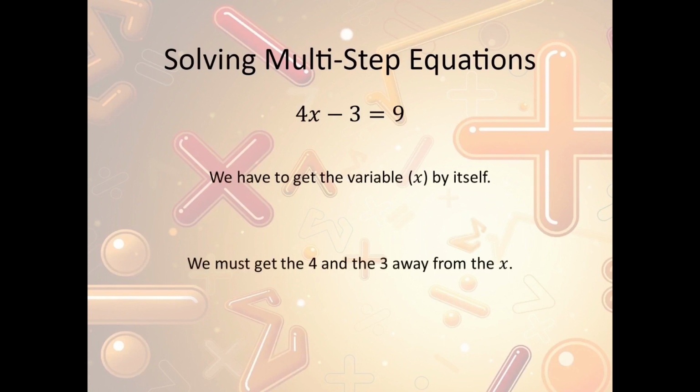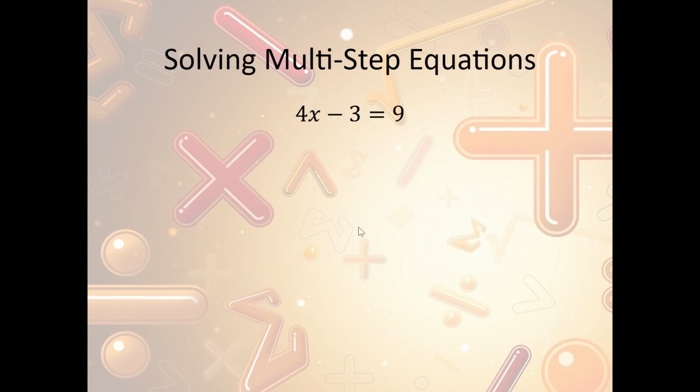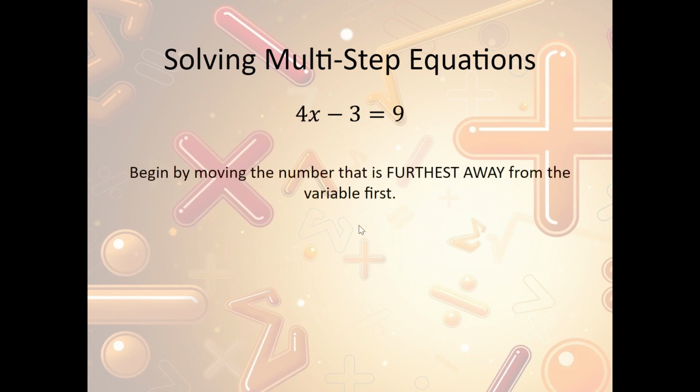Now, our rule is we need to get x by itself, and we need to get the 4 and the 3 away from the x. Now, where do we begin? We could get rid of the 4 or the 3. Now, the easiest solution is always to get rid of whatever's furthest away from the x first. So, in this case, we can see that we have a 4 and a 3. Those are the two that we need to get rid of. And we're going to pick from those two and say which one's furthest away. Well, the 4 is attached to the x. So the 4 is really close. The 3 over here is kind of floating. So we're going to get rid of that one first.